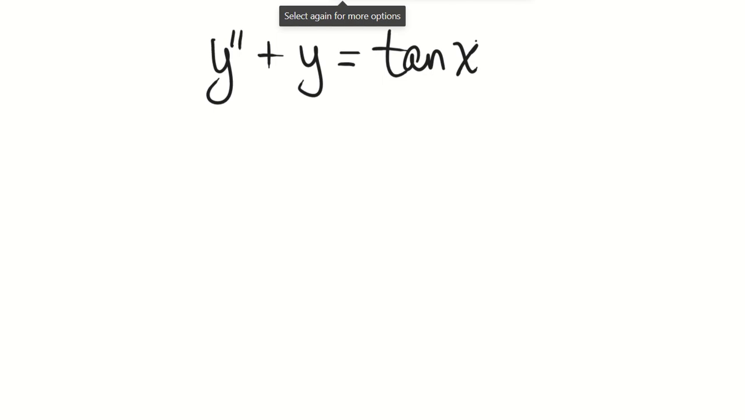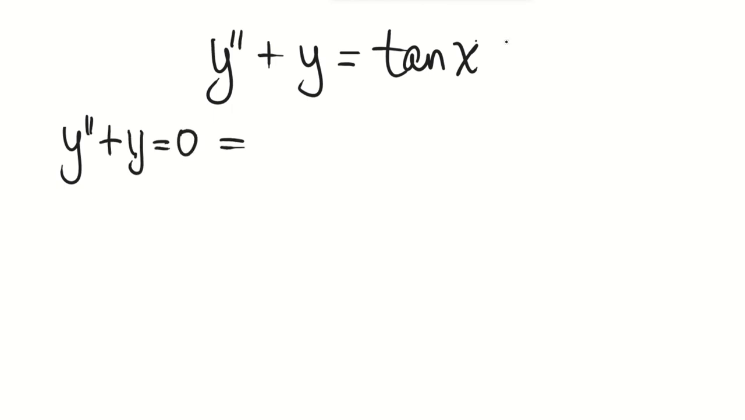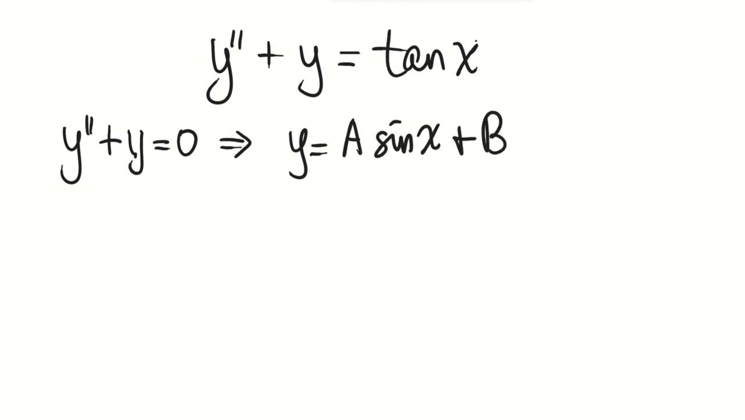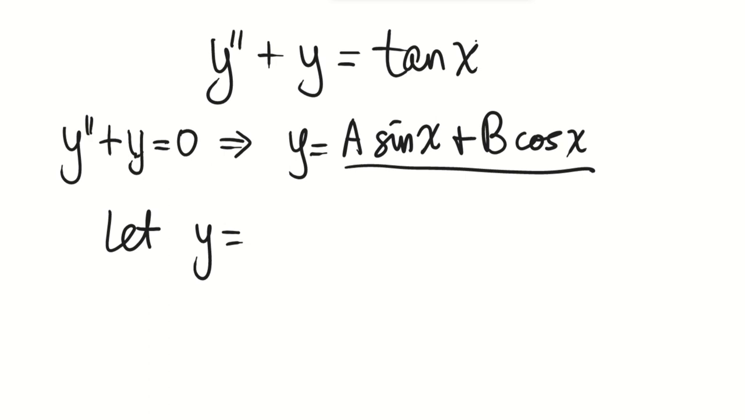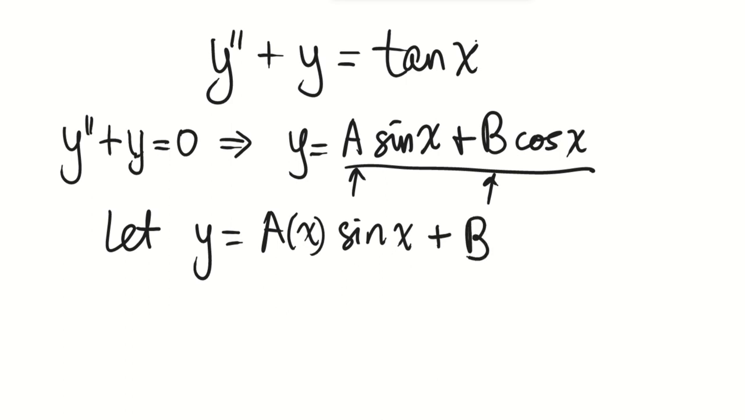So the motivation is the solution for this equation, as we already know by now, is a sine x plus b cos x. What I'm going to do to hopefully find a solution to this, and trust me, it will work, is to let y be the same thing, but a and b would become functions instead.